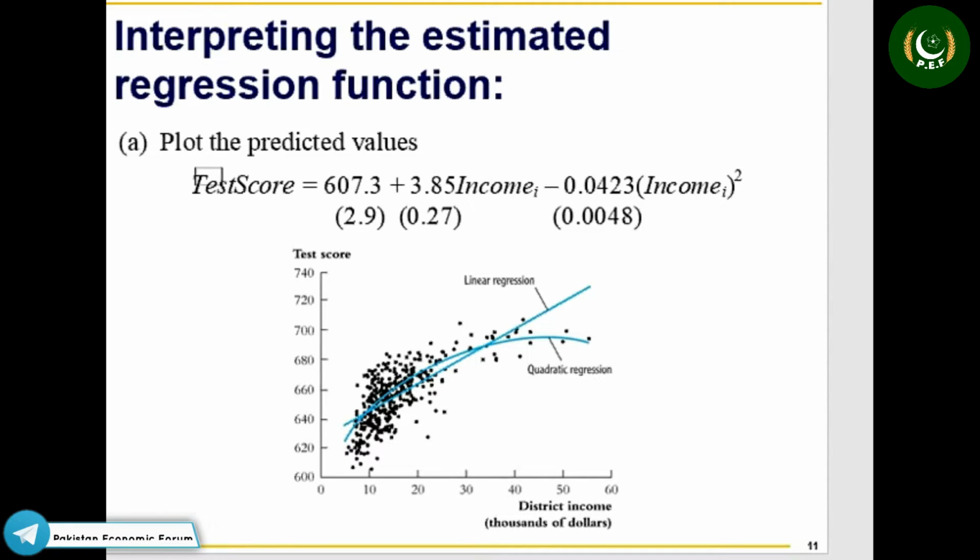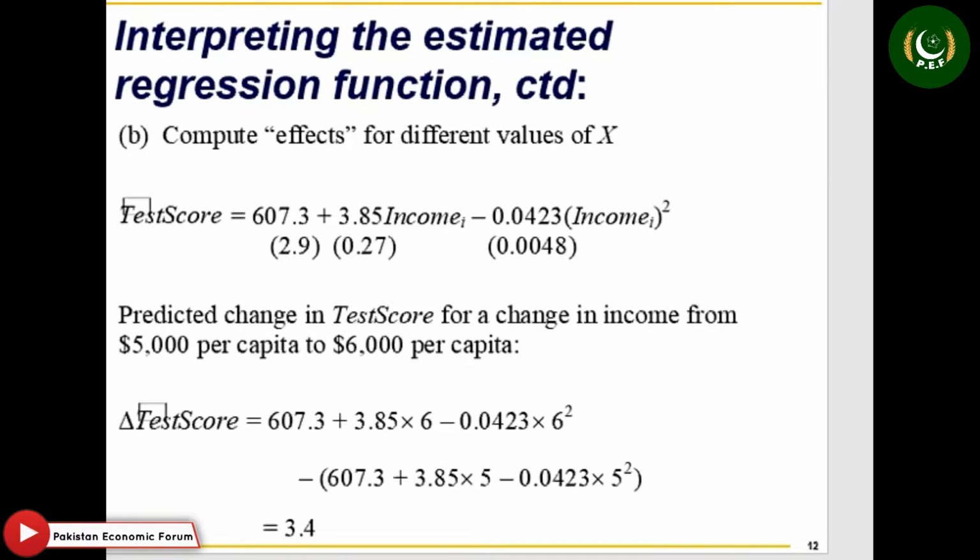Here you see this is your quadratic fit, this is your linear fit, and quadratic apparently seems a better fit than a linear model, and at the same time the coefficient of income square is significant. Let's move to how to interpret. That's very important. That's why I have been talking about this video.